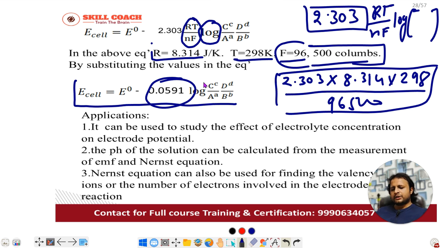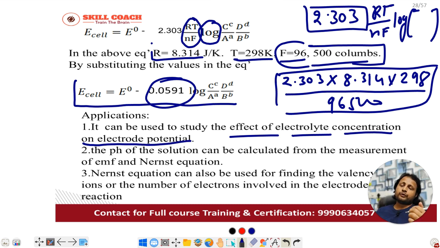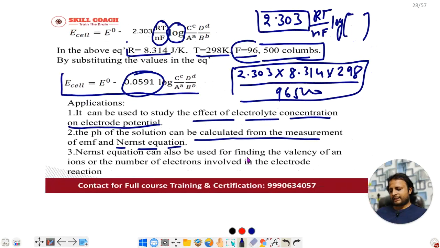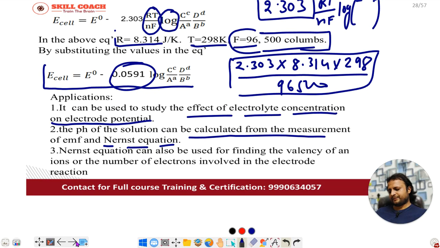Where we use this: it can be used for the effect of electrolytic concentration on electrode potential. So if you want to start the manufacturing of batteries, this one is a very fundamental concept. The pH of the solution can be measured from the EMF, and the Nernst equation is also used for finding the valency of an ion. So this is very usual. 3-4 functions are there.